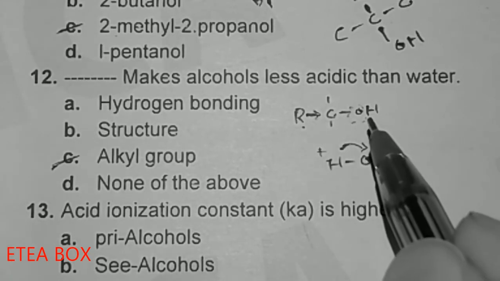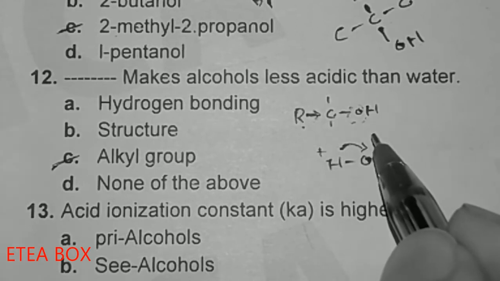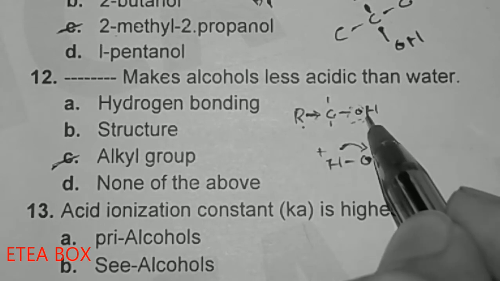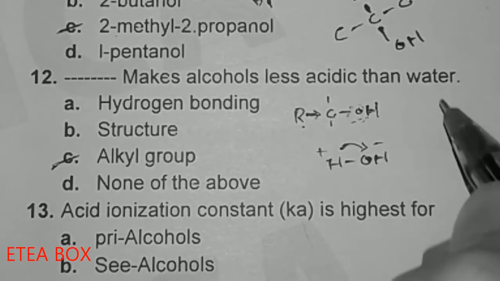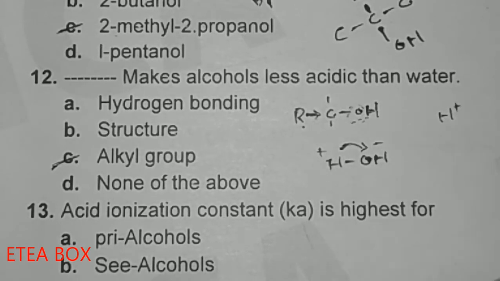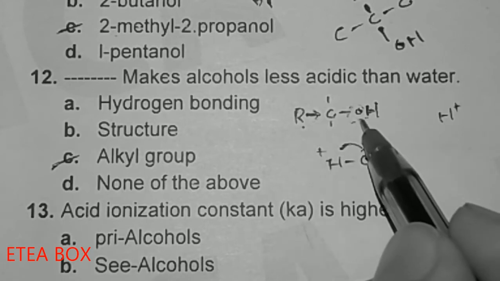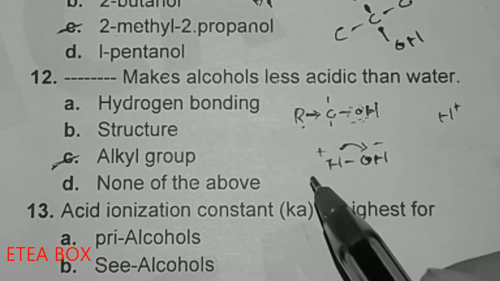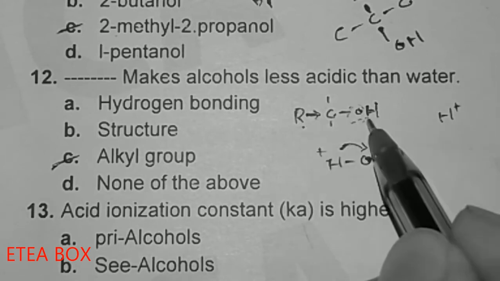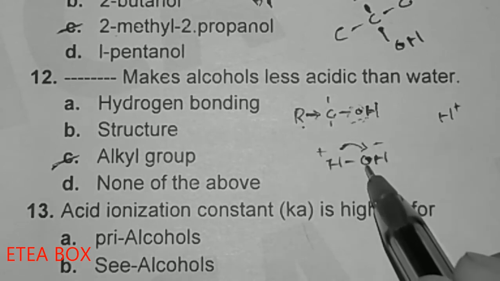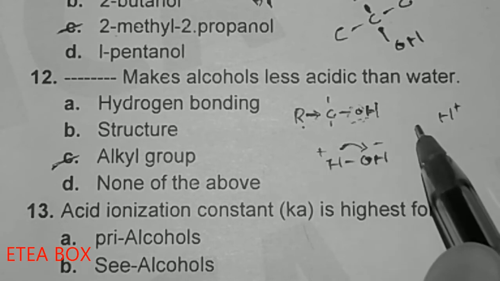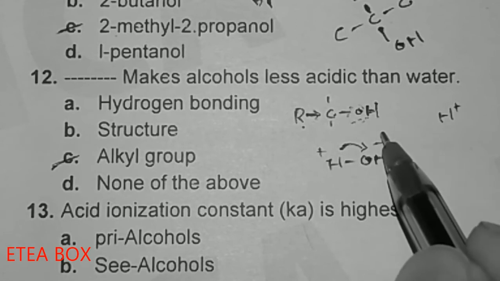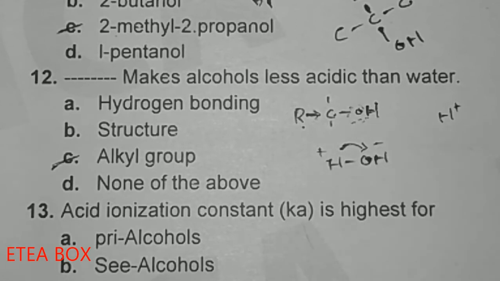The negative sign is more powerful in that case. So due to this, the oxygen is not letting the hydrogen release, because we know that hydrogen is positively charged, and this oxygen is very much negatively charged, because of the alkyl group. So its bonding becomes stronger as compared to water. When the bonding becomes stronger, what happens? This hydrogen will not release easily, and thus it is less acidic than water.